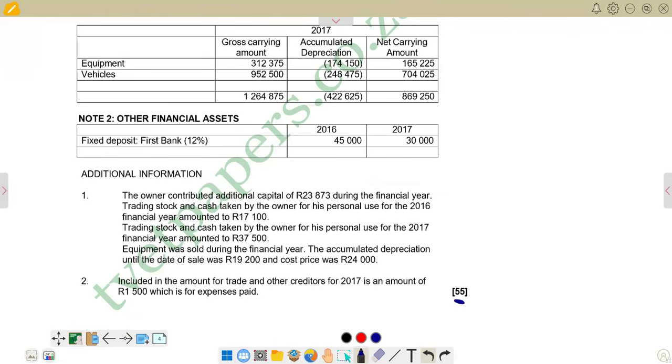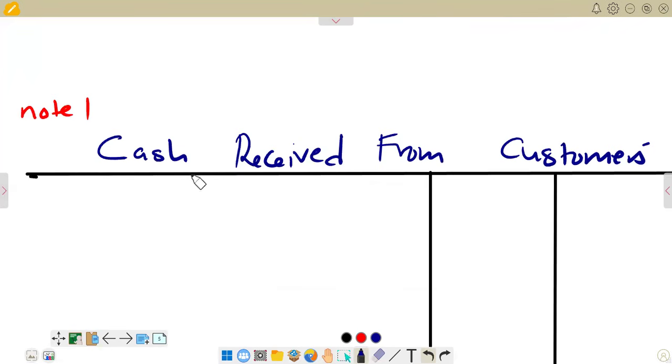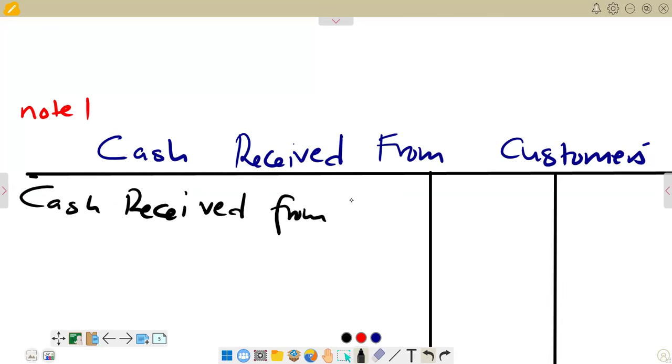So we are going to first of all go through the calculation of cash received from customers. So this is the note that we are going to start with, and the figure that we are going to start with there is we are going to start by mentioning the cash received from clients as we are going to calculate it. So we are saying cash received from clients or customers, and then this figure is going to come in line with this column.